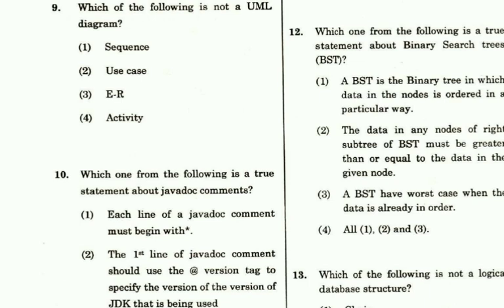Which one from the following is a true statement about binary search trees? Binary search trees follow a rule that the left subtree contains the smaller values and the right subtree contains the greater values. If data is already sorted, the binary search tree becomes a linked list that is unbalanced, leading to a worst case time complexity of O(n) instead of O(log n). So here all the options, that is options 1, 2 and 3, are correct. Okay. So option 4 is the correct answer.